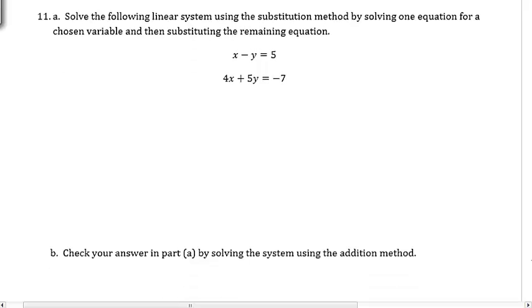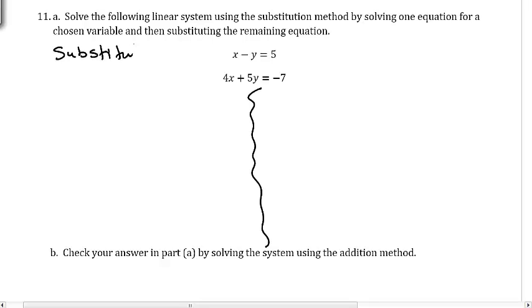So here's another one for us to solve, and they want us to solve it using the substitution method. We'll actually do it both ways. We'll do it using substitution here, and we'll do it with the addition method here.